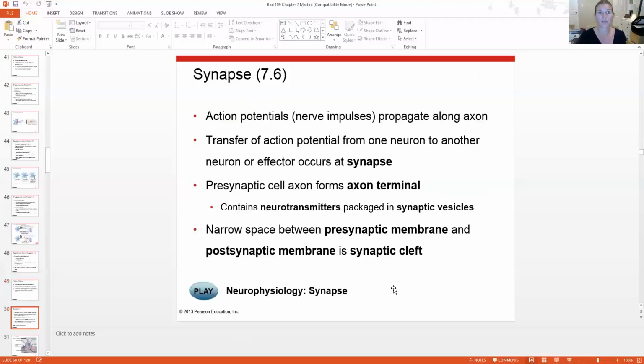Let's keep going. Let's talk about the synapse. Action potentials propagate along that axon and eventually arrive at the synapse. This is where the action potential from one neuron is going to be transferred to another neuron. The presynaptic cell forms what's called the axon terminal. This is where the synaptic vesicles hold special neurotransmitters. There's a small space and then the postsynaptic cell. That space is called the synaptic cleft.